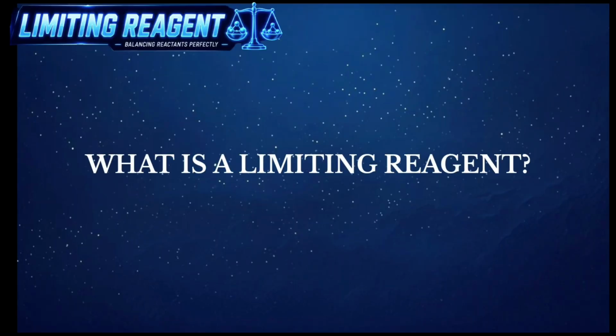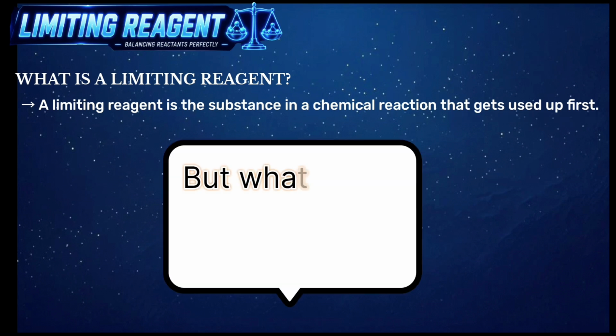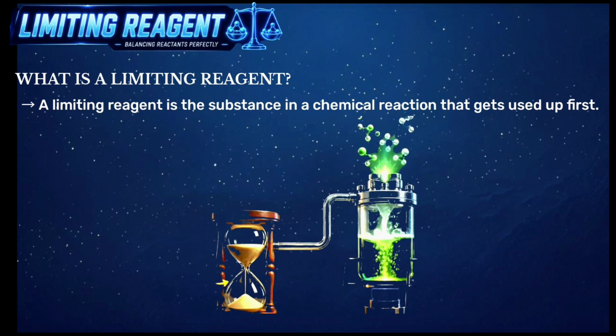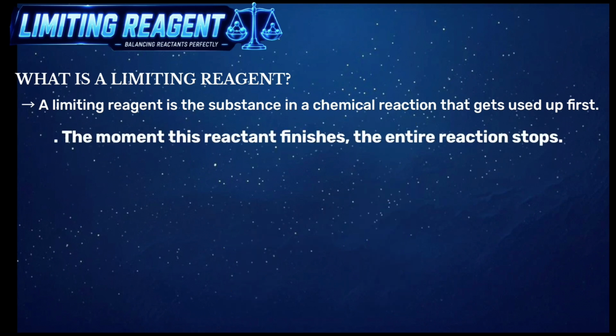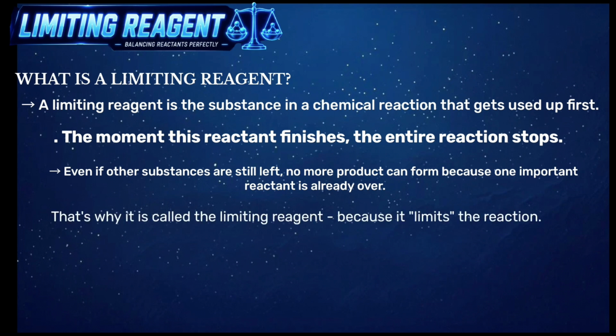What is a limiting reagent? A limiting reagent is the substance in a chemical reaction that gets used up first. But what does that actually mean? It means this substance controls how long the reaction can continue. The moment this reactant finishes, the entire reaction stops. Even if other substances are still left, no more product can form because one important reactant is already over. That's why it is called the limiting reagent, because it limits the reaction.